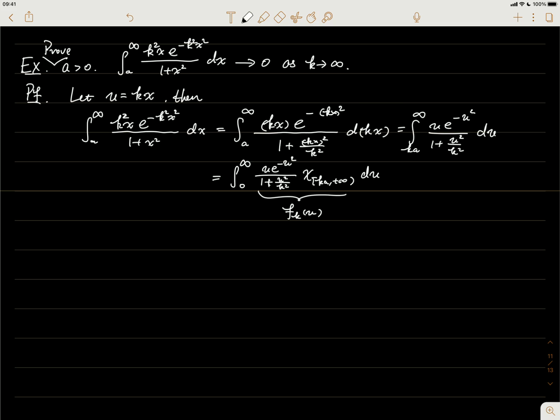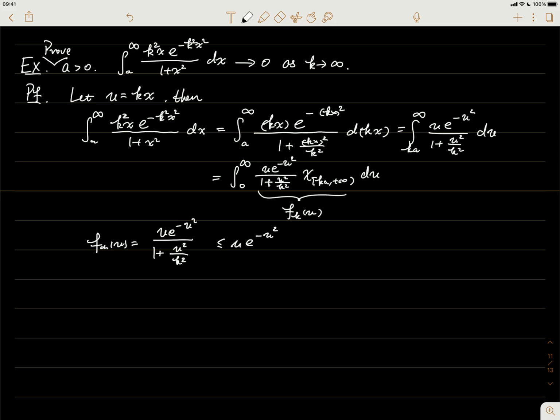Okay, so now we can show two things. Apparently, when k goes to infinity, this one goes to 0 pointwise, right? And actually, this one is bounded, because we can see that f_k of u is equal to u e to the negative u squared over 1 plus u squared over k squared. So I know that the denominator is greater than or equal to 1, so the numerator is less than or equal to u times e to the negative u squared. Okay, and this one is bounded.